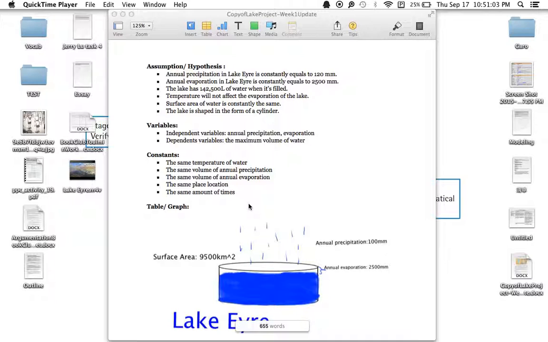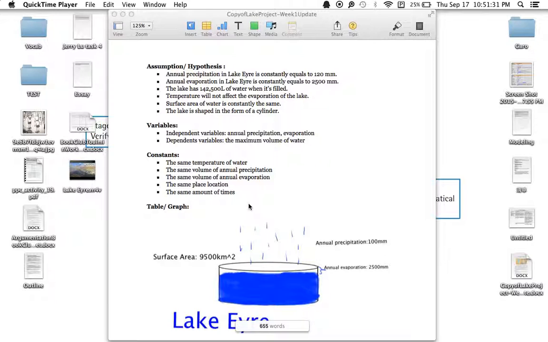Why do we choose a cylinder as the shape of the lake? Because we make an assumption that the surface area of water is constantly the same. That means the shape of the lake will not be a cone or something else. So let's see our variables.